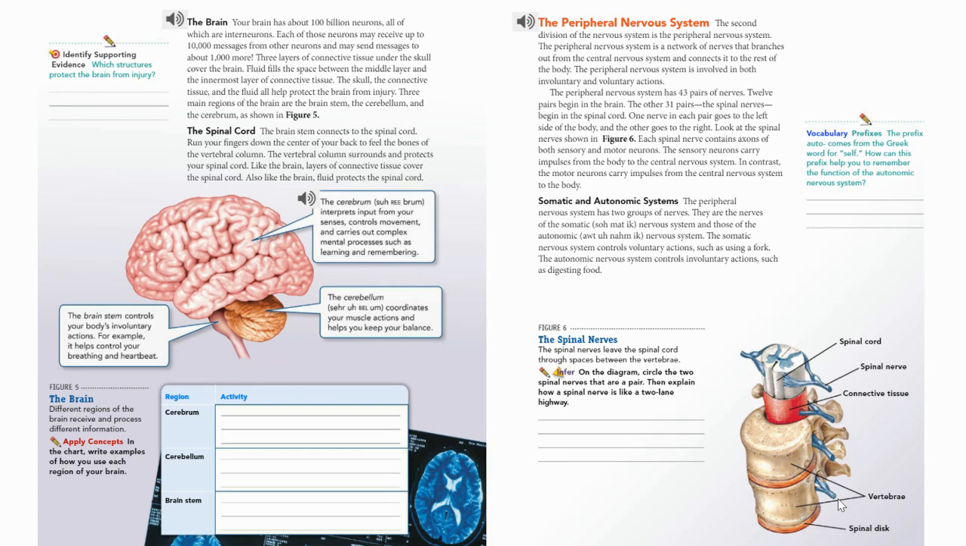Fluid fills the space between the middle layer and the innermost layer of connective tissue. This is to help cushion it, right? It's got a layer of fluid around it. The skull, the connective tissue, and the fluid all help to protect the brain from injury.